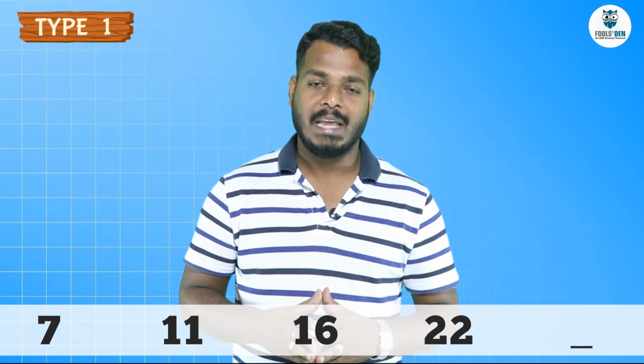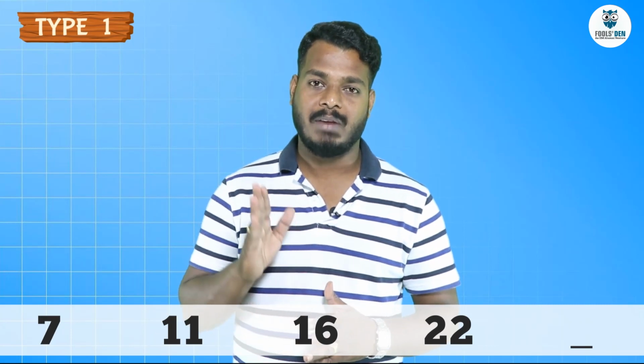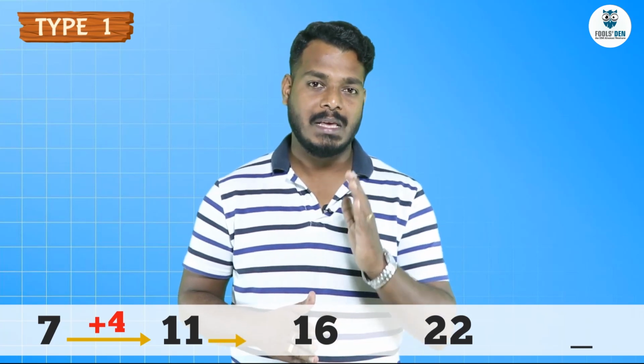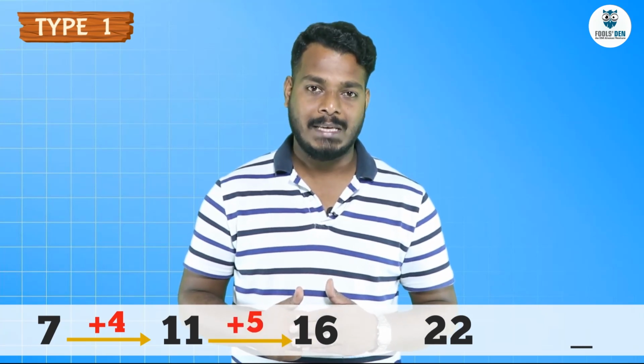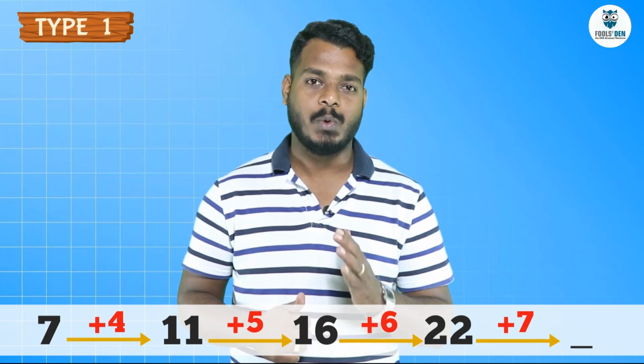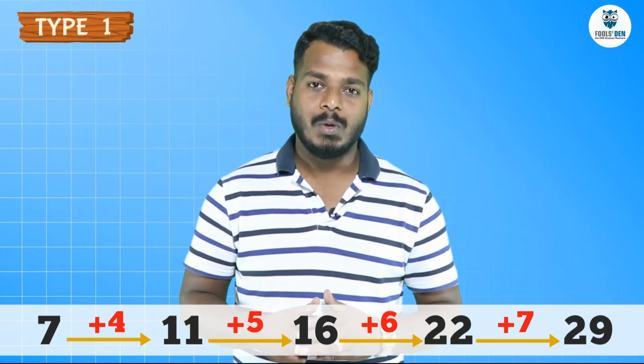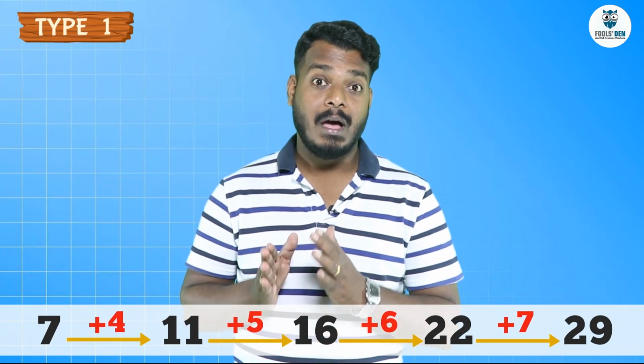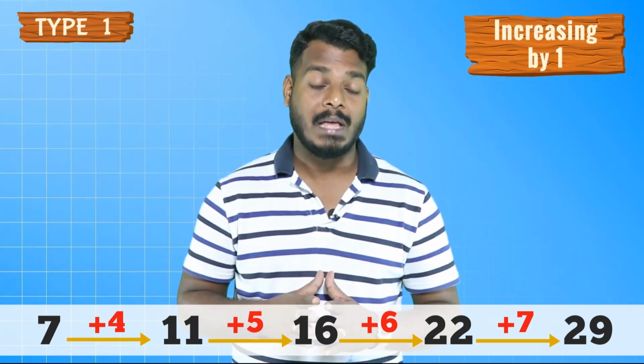So let's take this example. 7, 11, 16, 22, dash. Can you find the difference between these numbers? The difference between 7 and 11 is 4. The next difference is 5, the next is 6, and the next obviously should be 7. So your answer would be 22 plus 7, that is 29. So here the differences are increasing by 1. That's the concept here.